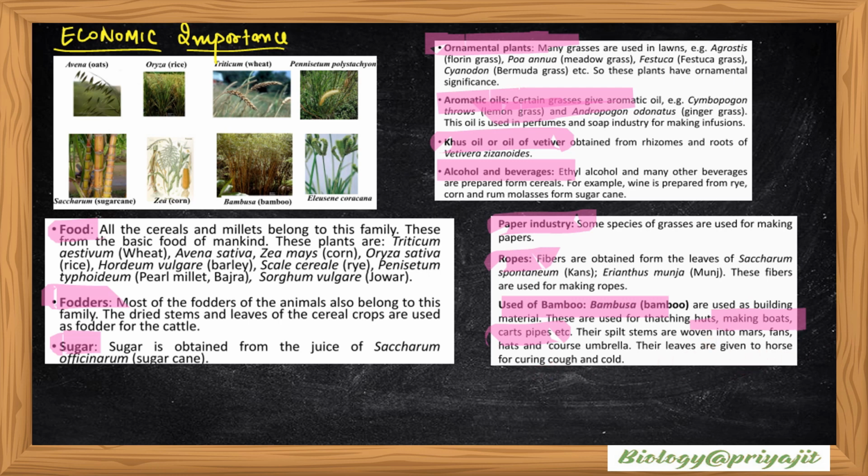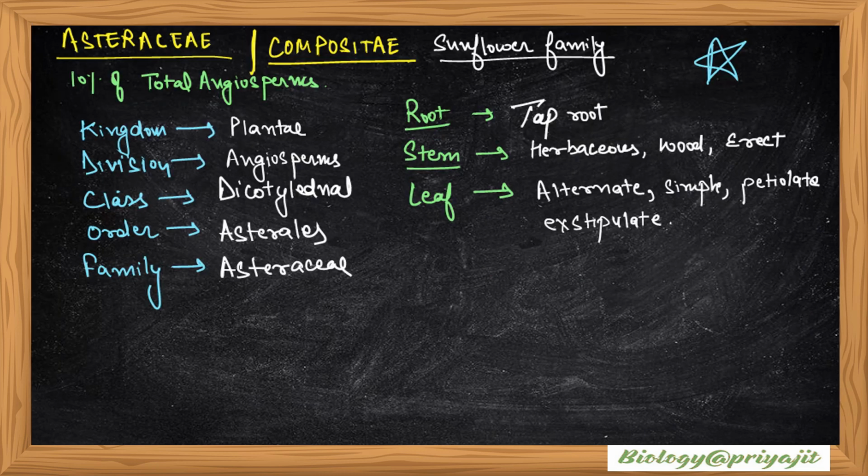Now we'll go to the Asteraceae. It is also known as Compositae. It is the sunflower family. 10% of total angiosperms belong to this family. Kingdom Plantae, division Angiosperms, class Dicotyledonae, order Asterales, and family Asteraceae.